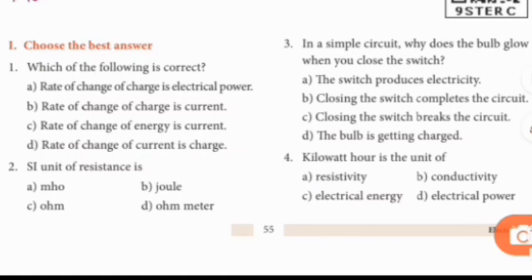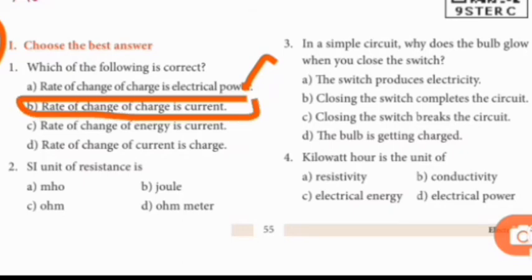Next, fourth lesson. Lesson name is electricity. First question. Which of the following is correct? Options: rate of change of charge is electrical power; rate of change of charge is current; rate of change of energy is current; rate of change of current is charge. The correct answer is B, rate of change of charge is current.